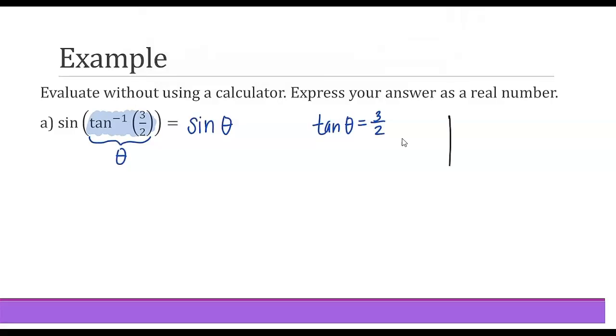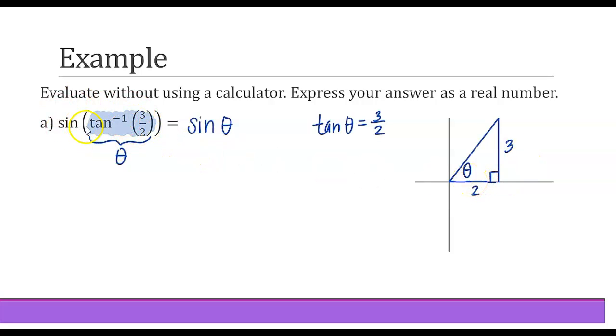So tangent inverse can only come from quadrants 1 and 4. And since tangent is a positive value, tangent of theta is positive 3 over 2, I'm going to go ahead and draw my reference triangle here in quadrant 1. So here's going to be my reference triangle. Here's going to be my theta. What I know about theta is tangent, so that's opposite over adjacent, is what I can set up in regards to this angle theta. So opposite is 3 and adjacent is 2.